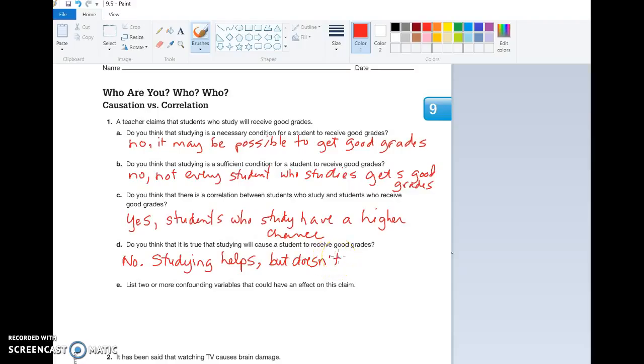Now this next question says, list 2 or more confounding variables that could have an effect on this claim. When we talk about a confounding variable, it means there might be other reasons or other variables that could possibly cause a student to get good grades or not to get good grades, regardless of whether they study or not. So can you think of other reasons why a student might get good grades even if they don't study? Or even if they do study, why they might not get good grades? What do you think?